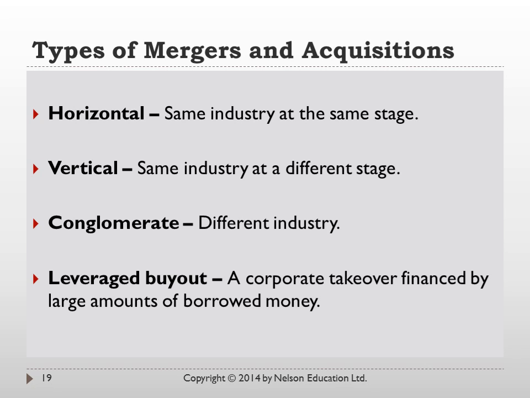A conglomerate merger is when businesses come together or are acquired in different industries. So a bank might buy a stock brokerage firm or an insurance company and merge or be a subsidiary. And that's often done to reduce risk for shareholders by spreading out the risk into different industries.